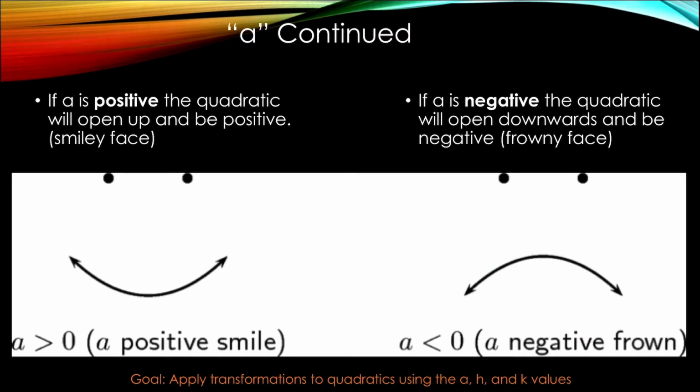A is also going to tell me if something is positive or negative. We've also already talked about this a little bit. So if A is a positive number, we have a smiley face here. It's going to be facing upwards. Where if A is a negative number, it's going to be facing down.